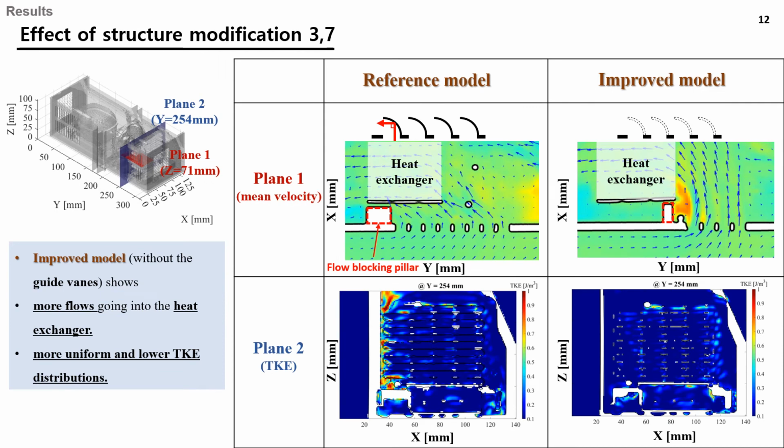Next is the effect of the guide vanes and the position of the flow blocking pillar. In the improved model without the guide vanes and with the location change of the flow blocking pillar, you can see that more flow goes into the heat exchanger, with more uniform and lower TKE distributions.